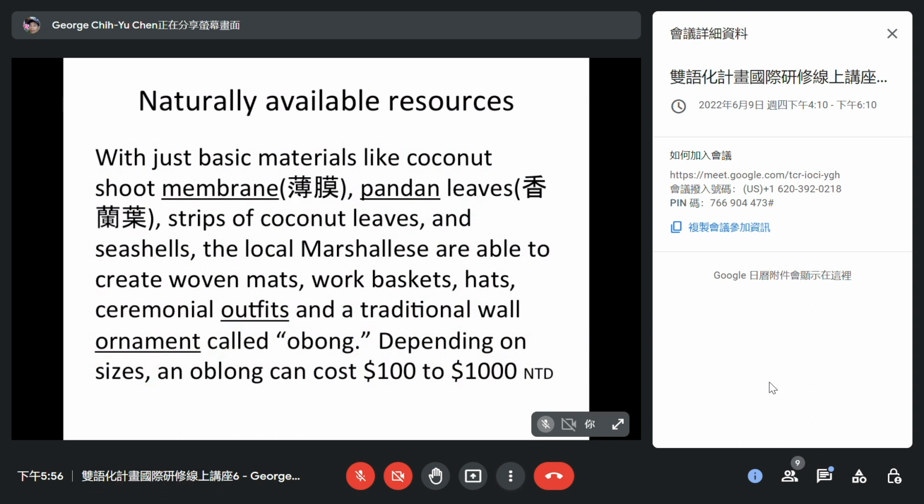And that gives you an atmosphere or flair of a tropical island. And the workmanship is just excellent.